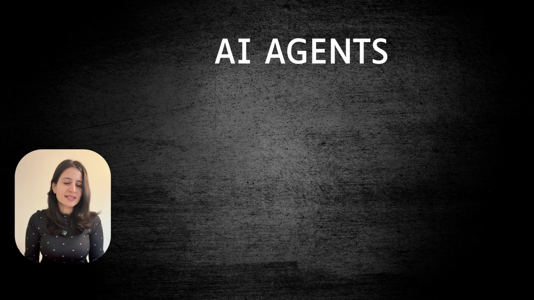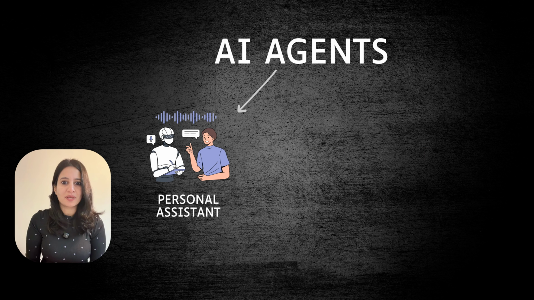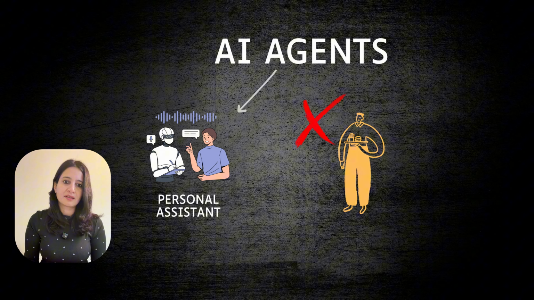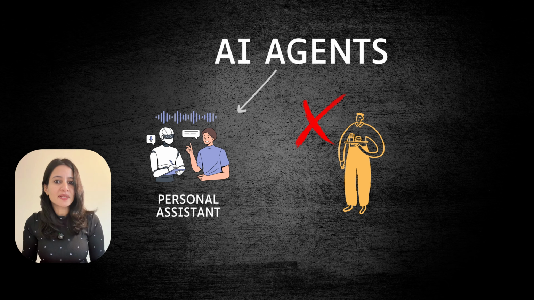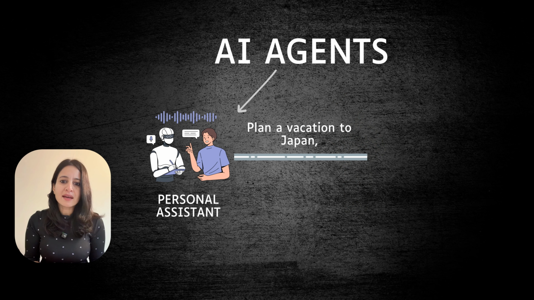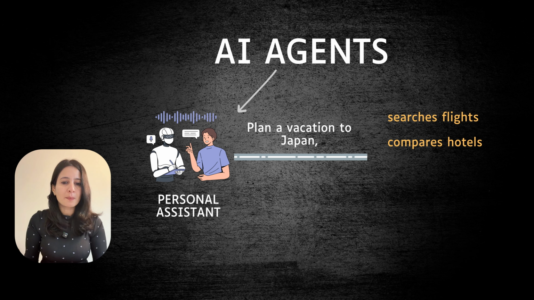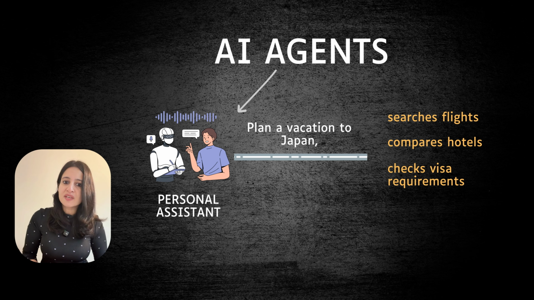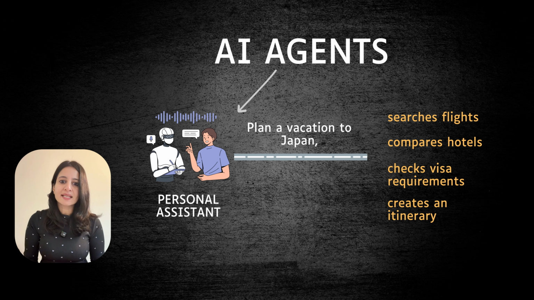But AI agents are completely different. Think of AI agents as a personal assistant with autonomy. They are not a waiter. You don't give step-by-step instructions to them. You give it a goal. Say, plan a vacation to Japan, and the agent figures out how. It searches flights, compares hotels, checks visa requirements, creates an itinerary, all without you specifying each step.